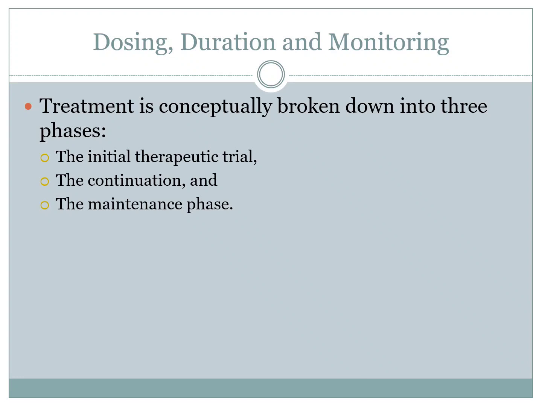So the treatment in psychiatry is usually broken into 3 steps. The first one is initial therapeutic trial, then continuation phase, and maintenance phase. The initial therapeutic trial is for observing the effect of the drug on psychopathology, then the continuation phase and maintenance phase are for prevention of relapse and recurrence of the illness.